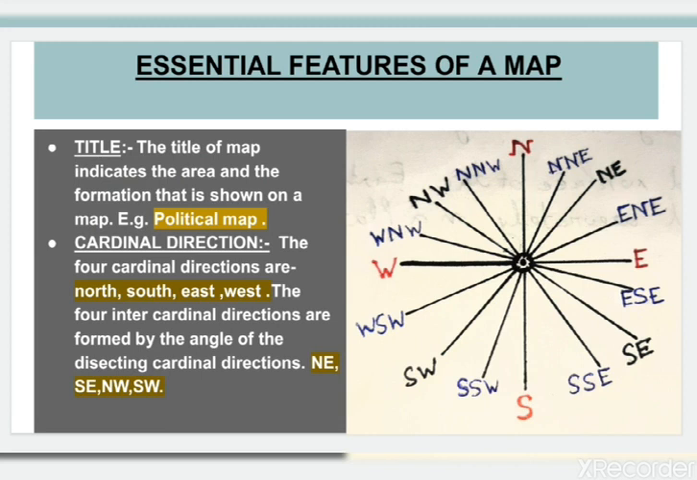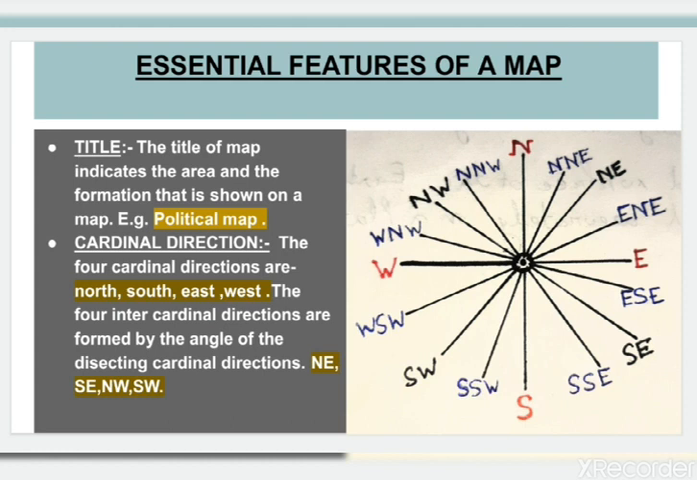The title of a map indicates the area and the information that is shown on a map. Example, political map means it shows all the states and its capitals. Next, cardinal direction. The four main cardinal direction in a map is north, south, east and west.